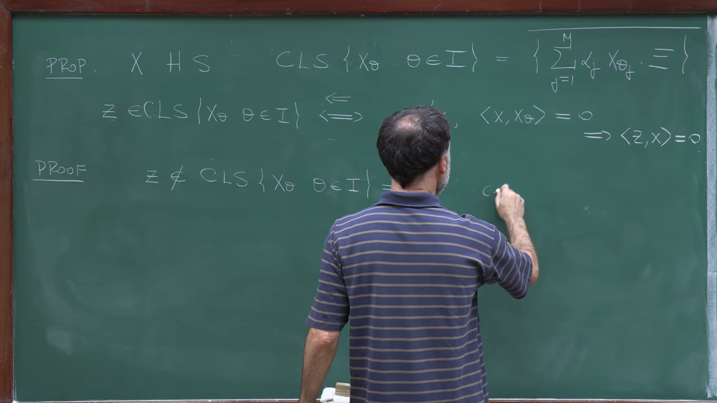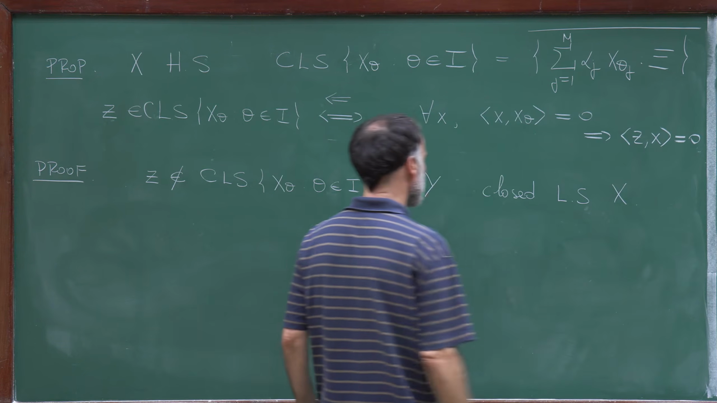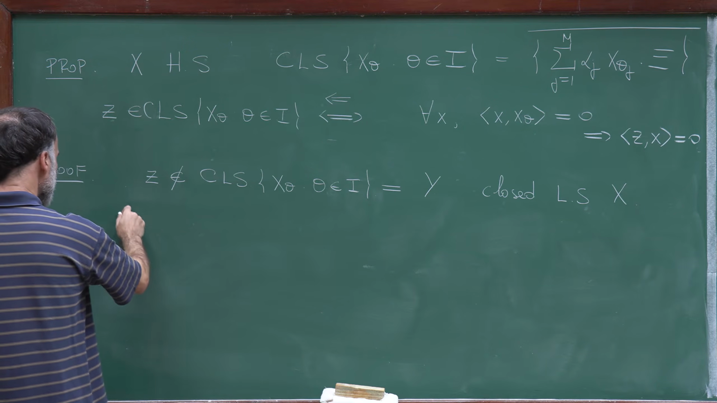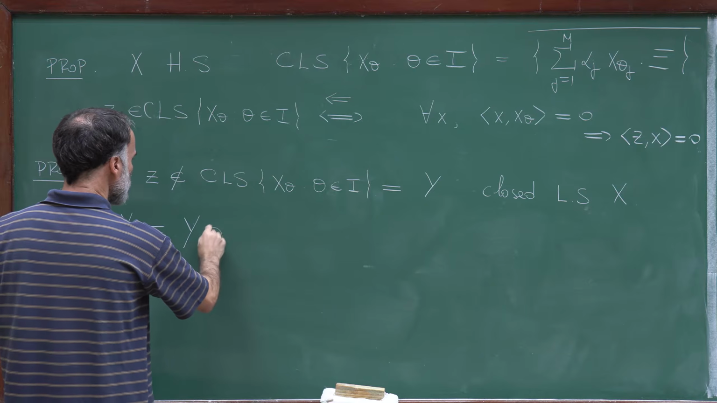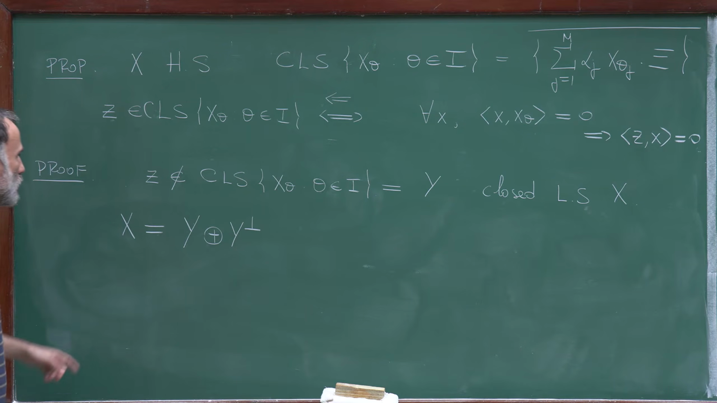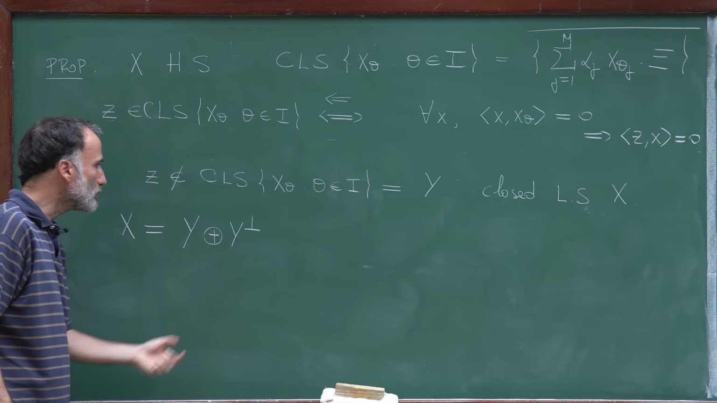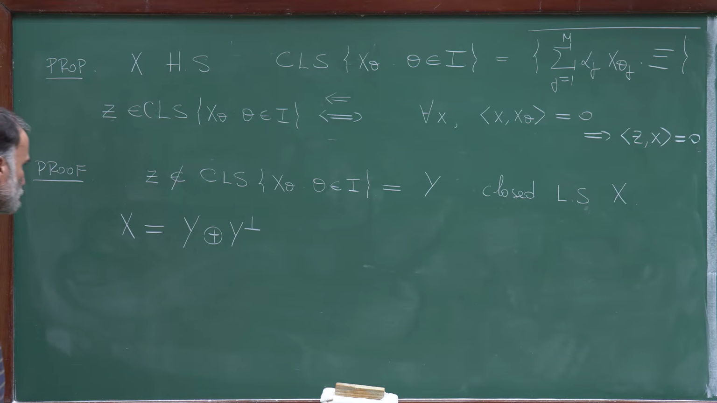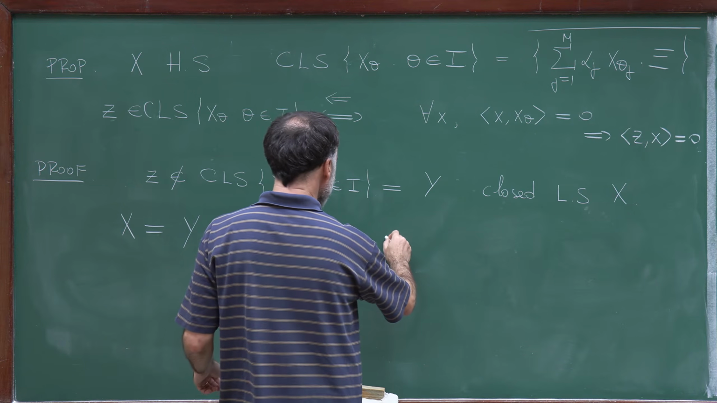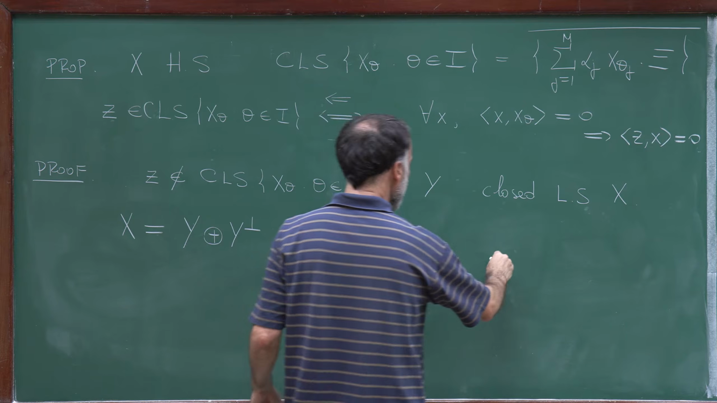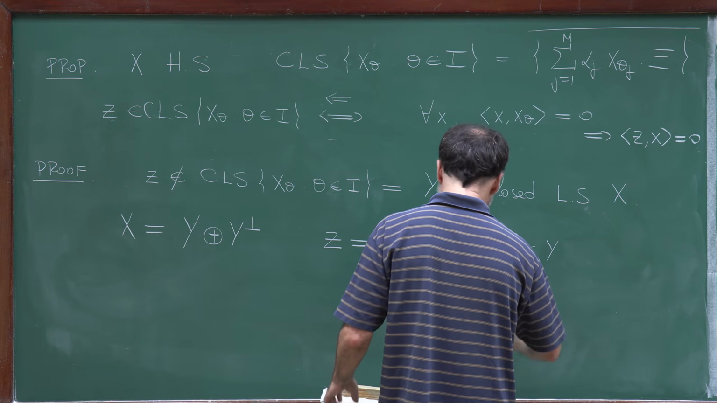So Y is a closed linear subspace of X. And I know that X is equal to Y plus the orthogonal of Y. So I have an element Z, which can be written as an element of Y plus an element of Y orthogonal, Y perp. So Z is equal to, let me call it, U plus V, where U belongs to Y, the closed linear span, and V belongs to Y perp.